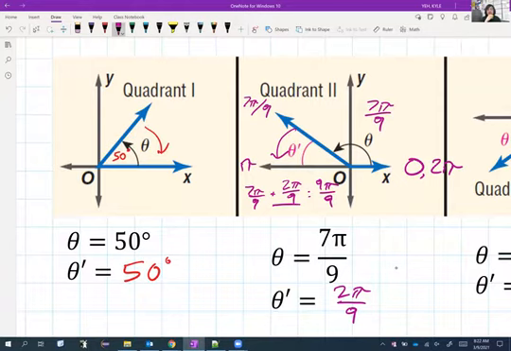So you're going to be seeing questions that ask you about reference angles in degrees and in radians, and we have to be familiar with each. In this problem, we just said, how can we get to the x-axis? How can we get to pi? We need another 2 pi over 9.